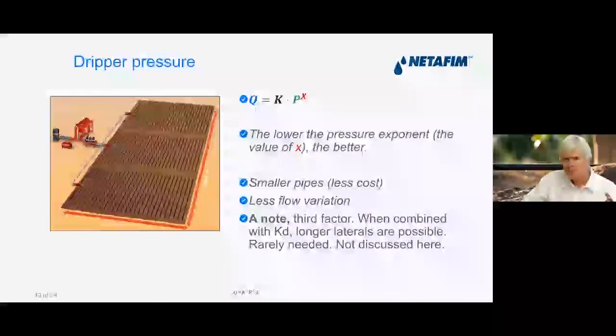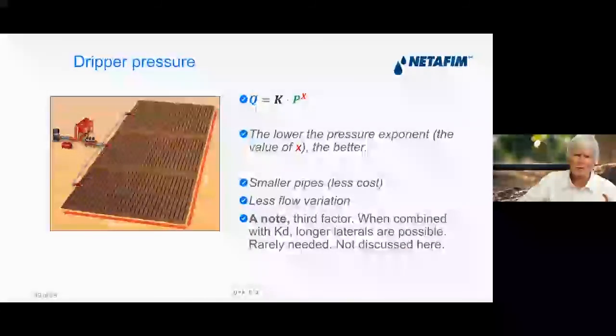There is a third factor. I'm just putting a note here. When we combine this with the KD, which we didn't speak about in the last webinar and we're not going to speak about now, but we will in future, the lower the value of X, the longer the laterals you can actually use. But this is not discussed here, because very rarely does a farmer or irrigation designer make the dripper lines as long as possible. Normally the fields, your row lengths, are set for you.